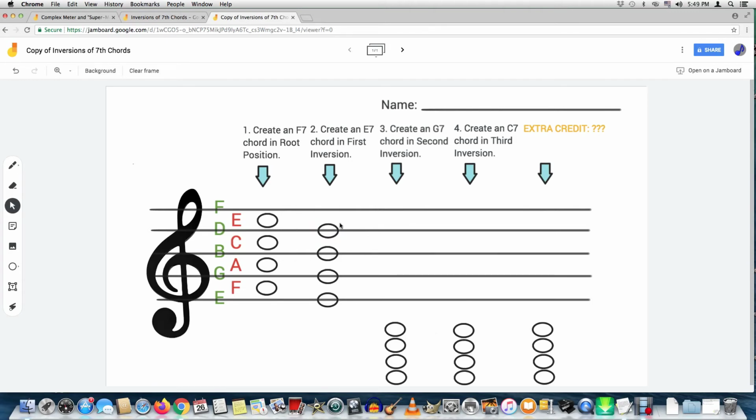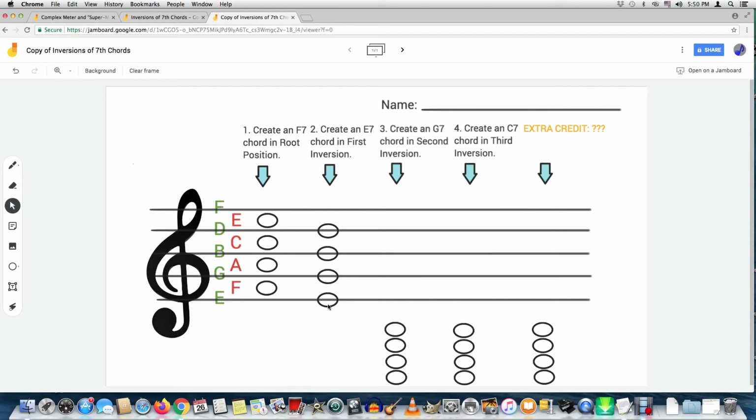Okay? So here's our E7 chord in root position, but now we need to put it in first inversion. First inversion means there has to be an interval of a third on the bottom, a third in the middle, and a second on top. And you have to use the same letters, E, G, B, and D.